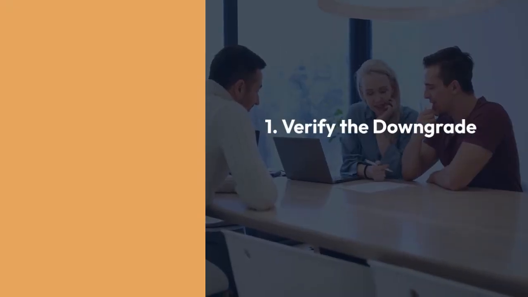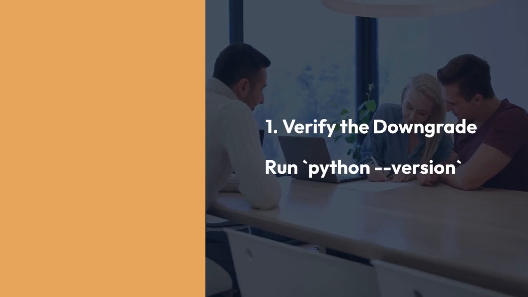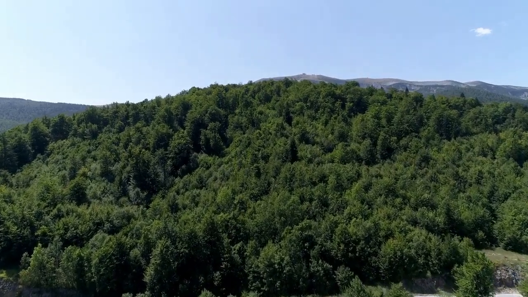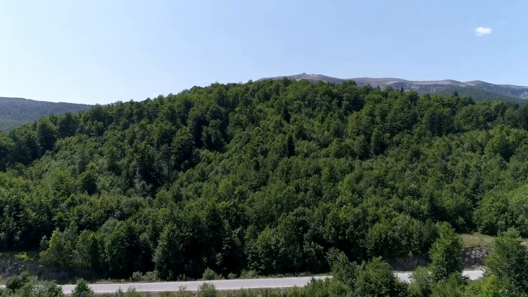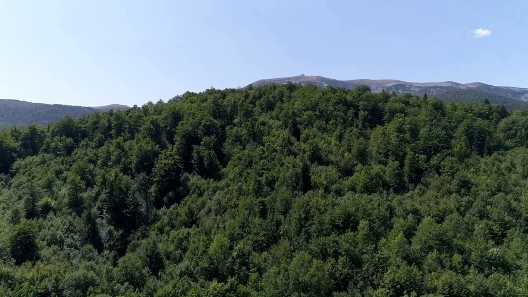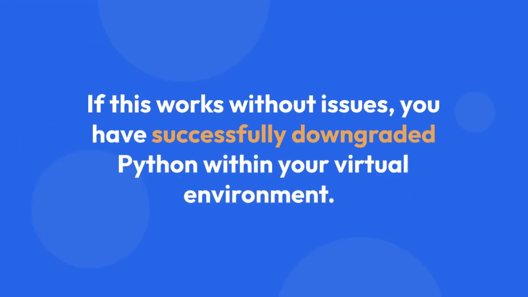6. Verify the downgrade. Once everything is set up, activate your virtual environment again and run python --version. You should now see the downgraded Python version displayed. Try installing a package using pip install package_name to verify that everything is working as expected within your newly configured Python environment. If this works without issues, you have successfully downgraded Python within your virtual environment.